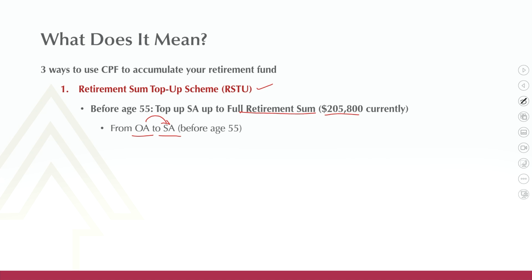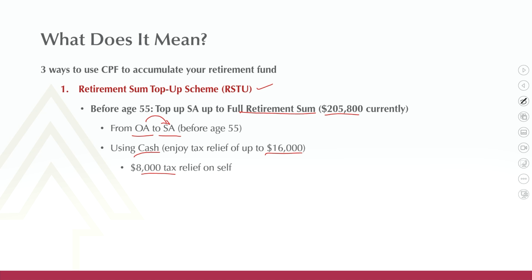Another way that you can do this retirement sum top-up is to use cash. When you use cash to do a top-up, you actually enjoy tax relief of up to $16,000. So let's do a breakdown of this $16,000 tax relief. Firstly, you can do an $8,000 top-up to your own Special Account. When you do that, you get $8,000 tax relief for this year. Basically, that will be calculated next year.